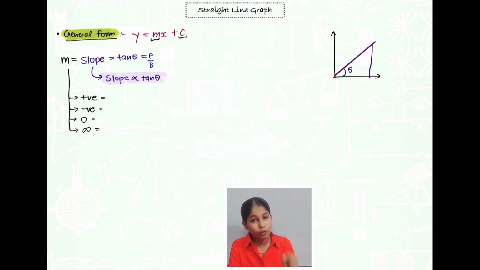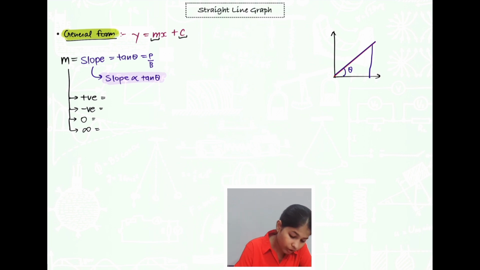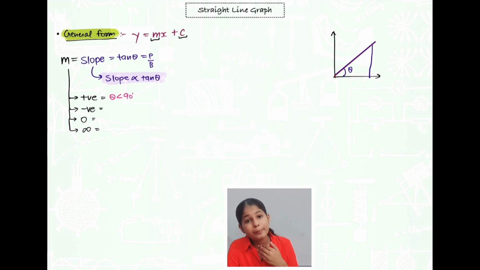This slope can be positive, negative, 0 and infinite. Let's talk about positive and negative. When this theta is less than 90 degree, then this slope will be always positive. When theta is less than 90 degree. Okay. And when it will become negative, it's opposite.